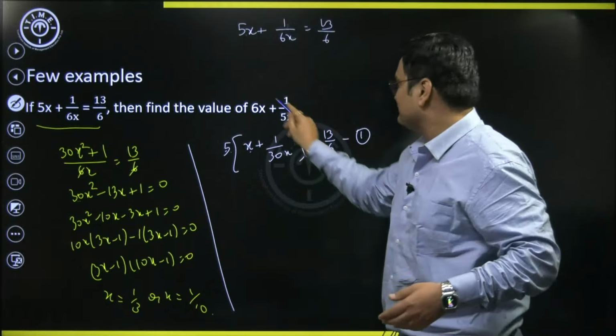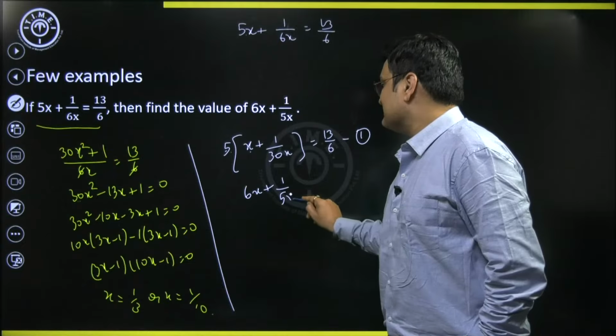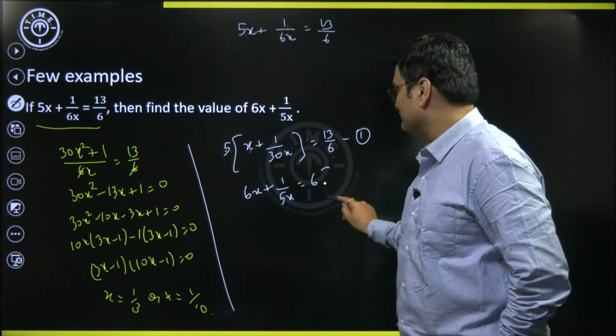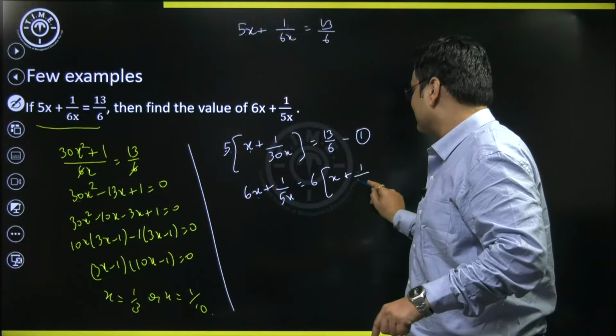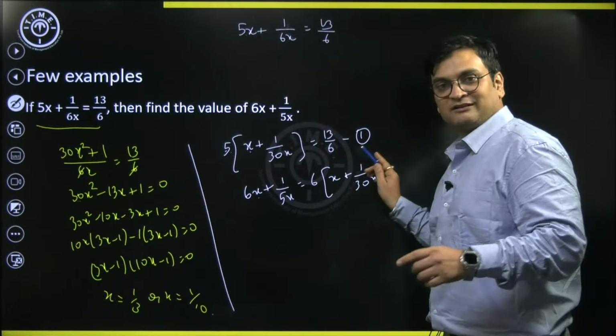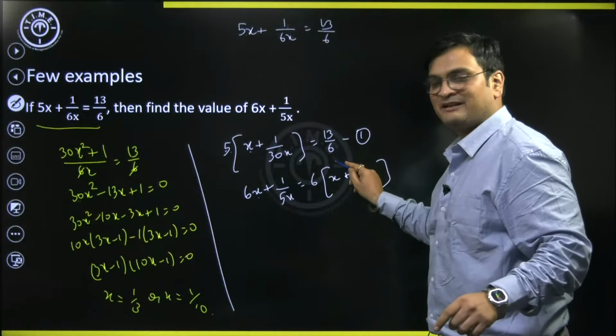Now, what do I need to find out? I need to find out this. Take 6 common from here. When I take out 6 common, 6 into x will be left, and again here you will get 1 by 30x. Look at the magic here now, please. I don't know the value of x, but I know x plus 1 by 30x is 13 by 6.